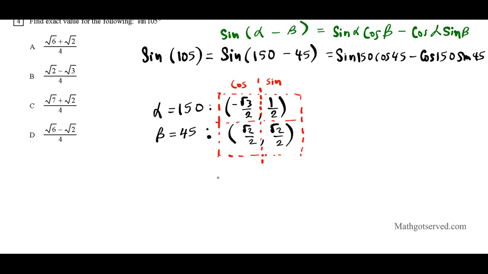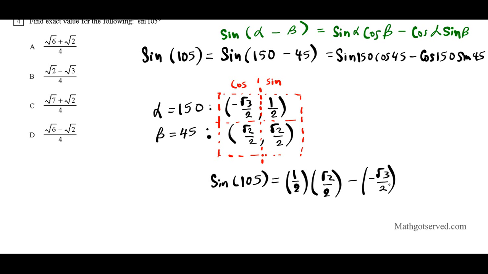So we have sine 105 equals sine 150 is 1 half, so we have 1 half. Cosine 45, sorry, is root 2 over 2. So root 2 over 2 minus cosine 150, which is the x-coordinate here, negative root 3 over 2. And then sine 45 is root 2 over 2. Okay, so there we have it.